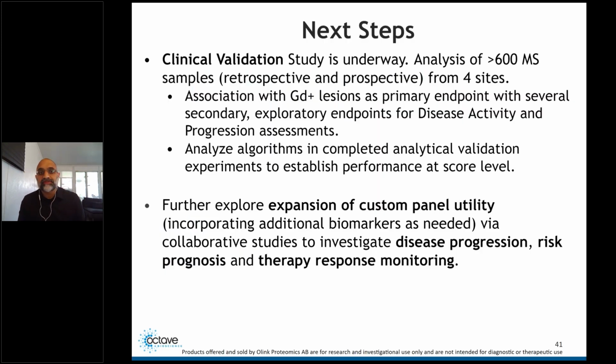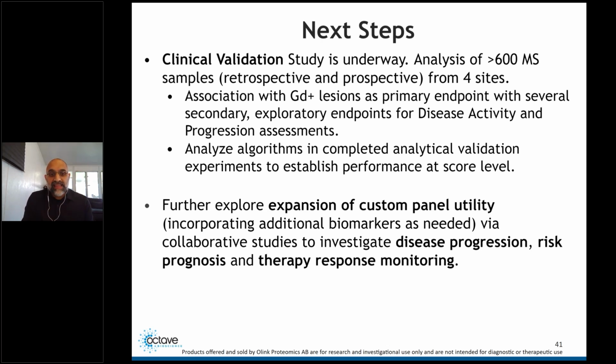So what are the next steps for this project? Currently a clinical validation study is underway. This includes analysis of over 600 multiple sclerosis samples, both retrospective and prospective samples from 4 different sites. We're using the association with gadolinium enhancing lesions as our primary endpoint, but we're also including several secondary and exploratory endpoints for both disease activity and disease progression assessments.